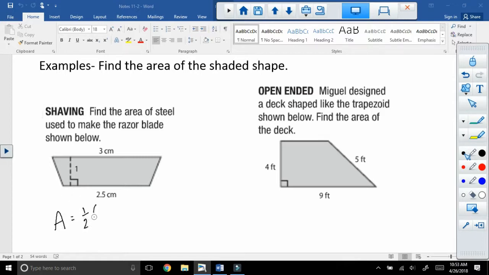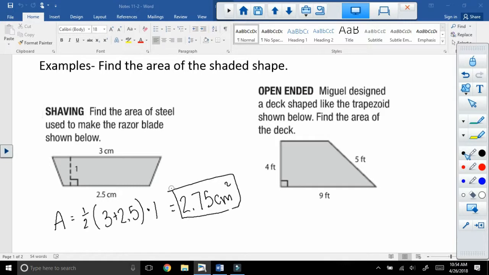I'm using that formula for area of a trapezoid. It's half the sum of the bases, so 3 and 2.5, and then you're multiplying that by the height. So when I'm typing this into my calculator, you're just going to end up taking half of 5.5. This one here would be 2.75, and that's square centimeters, because we're talking about area.